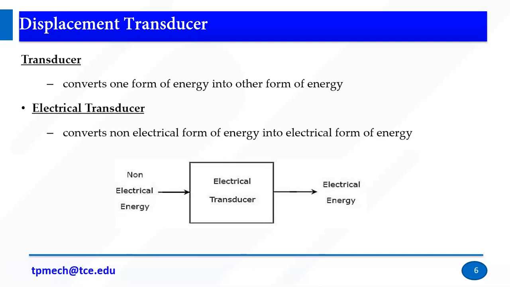Now, to measure displacement we are going to use electrical power. The variation of voltage is used to determine displacement. That's why we say electrical transducers. An electrical transducer is a device which converts non-electrical energy into electrical energy, so the output is electrical.